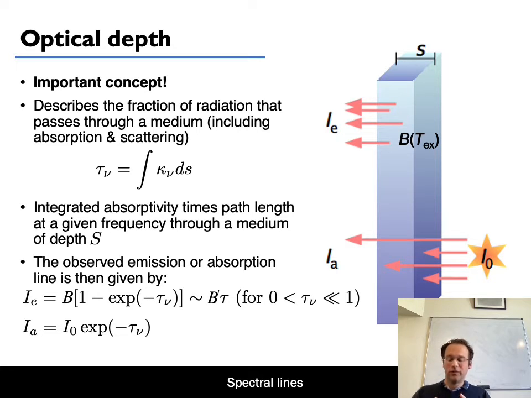What's important to notice there is that if you have an optically thin medium, approximately that becomes just the product of B and tau. What that means is that when you measure your emission line, it depends both on the intrinsic properties of the emission and on the thickness of the medium. However, as you go to larger optical depths and the object goes from being optically thin to optically thick, that basically means that tau goes from being much less than 1 to being much greater than 1.